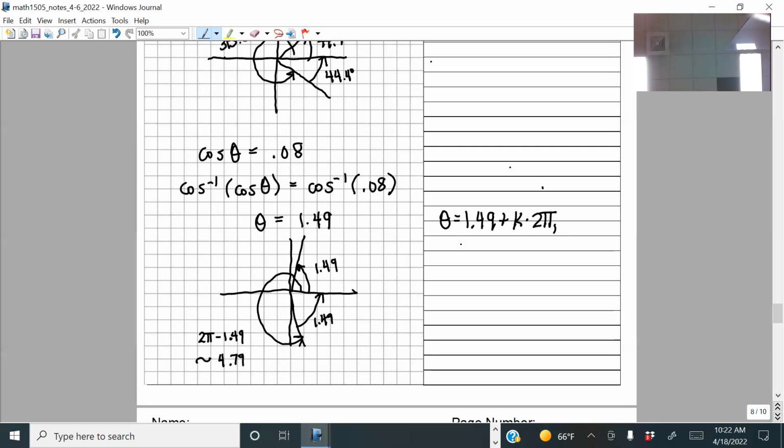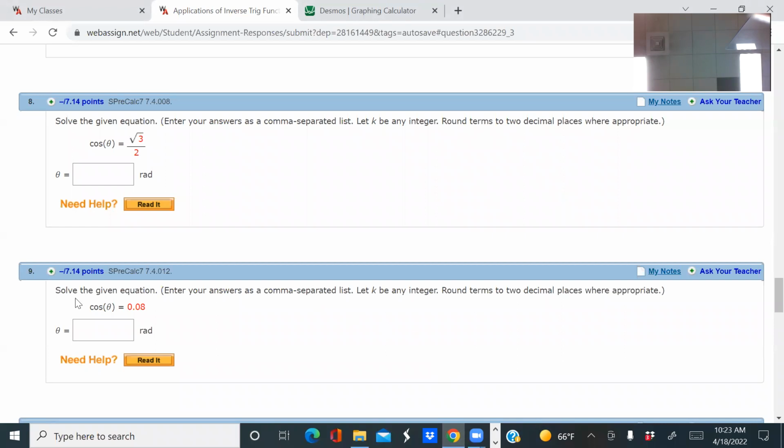All right, so there it is. 4.79 plus multiples of 2 pi. So I think that's the solution. Does that make sense now, Jack? Okay. So we're going to enter. Doesn't it ask for a comma separated list? Yeah, comma separated list. Right, so the first one, the 1.49 plus k times 2 pi, comma, and then the second one, whatever that was, plus k times 2 pi.